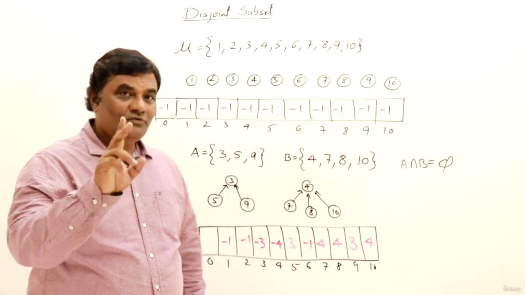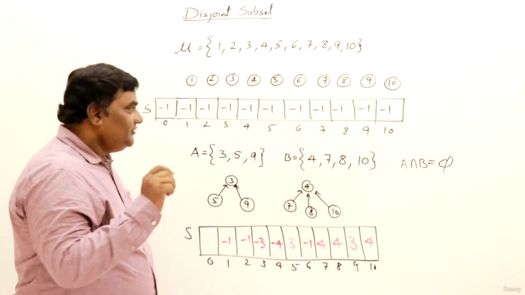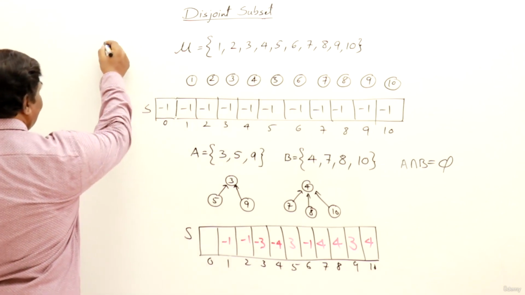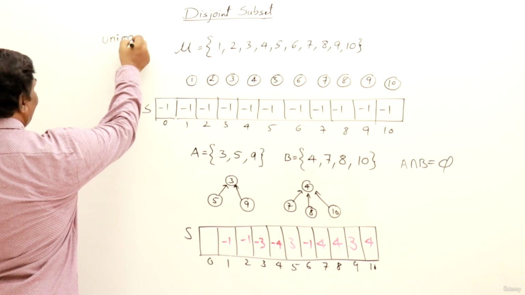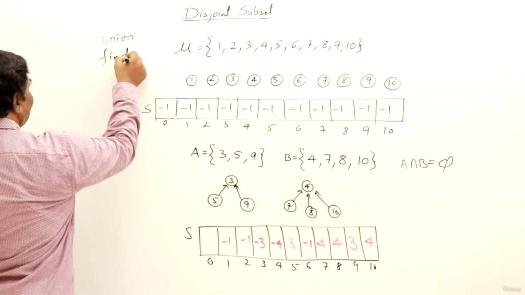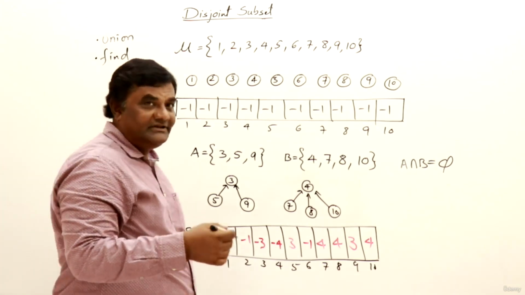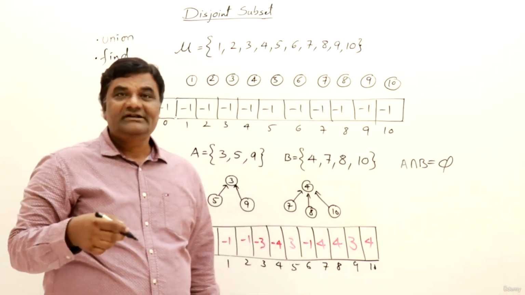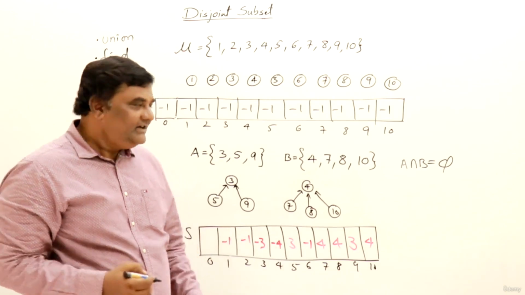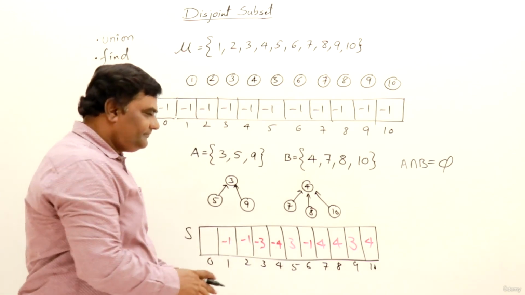On this we perform two operations, that are union and find. Union operation and find operation. Let us look at these operations. Union is also called weighted union and find is called collapsing find. So I'll explain what it means. I'll remove this and show you.